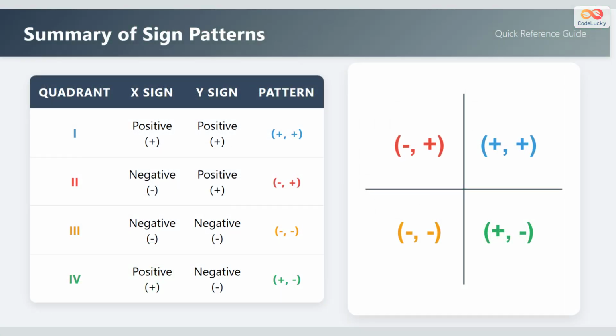Here is a quick summary chart of all four quadrants. Quadrant 1 is positive, positive. Quadrant 2 is negative, positive. Quadrant 3 is negative, negative. And Quadrant 4 is positive, negative. Notice how opposite quadrants have completely opposite signs. 1 and 3 are opposites, as are 2 and 4.